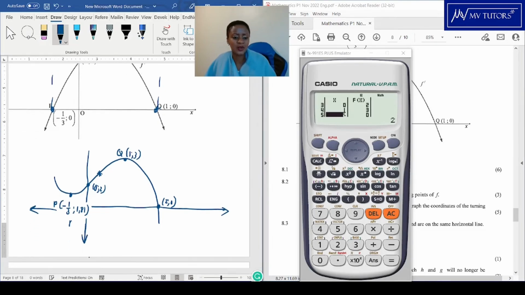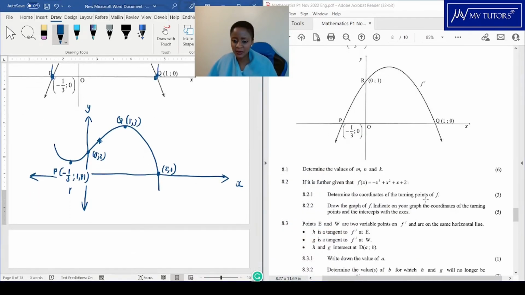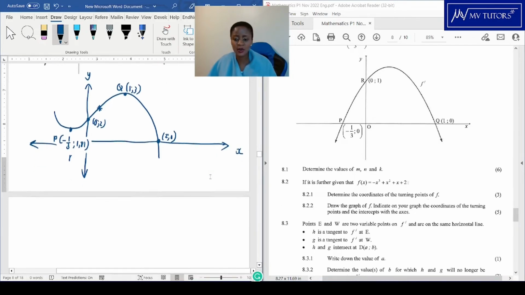I hope you understood. I hope it was clear. Okay. Better looking graph, hey? Okay, cool. We did everything, right? We drew the graph, the coordinates of the turning points, and the intercepts with the axes, so we're good.